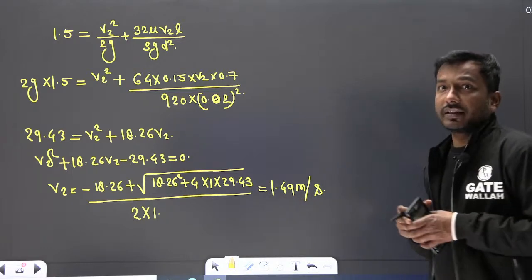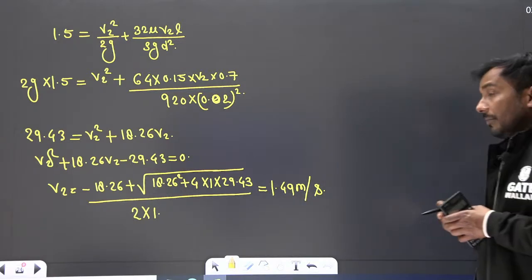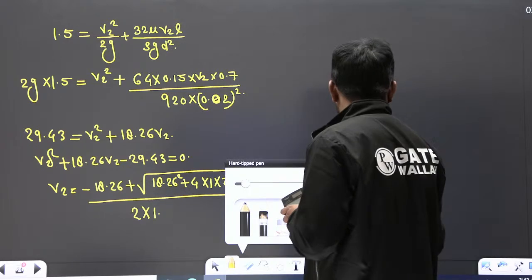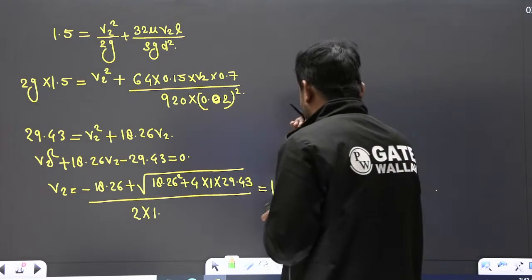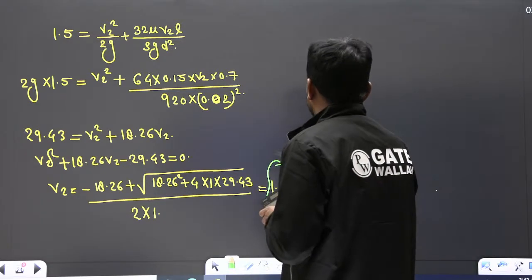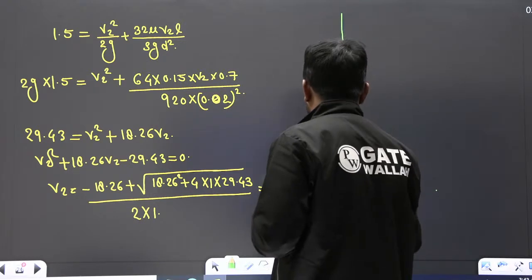Please verify the calculation because I'm very weak in calculation. Please verify it once. 1.49 meter per second. Good evening, good evening.